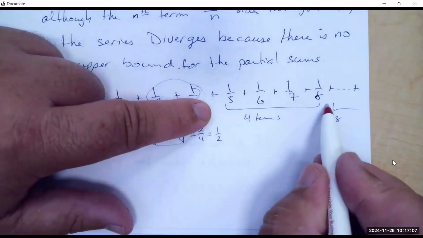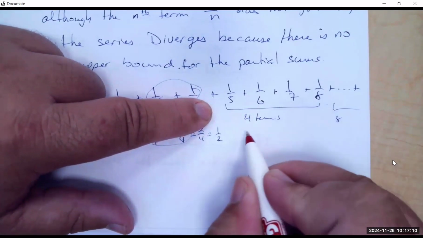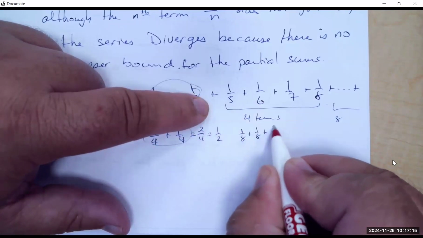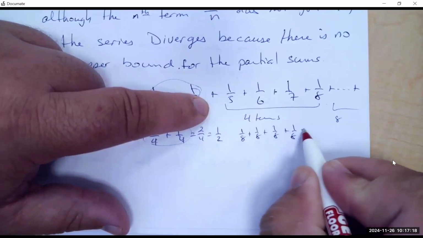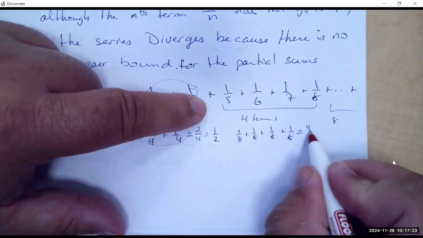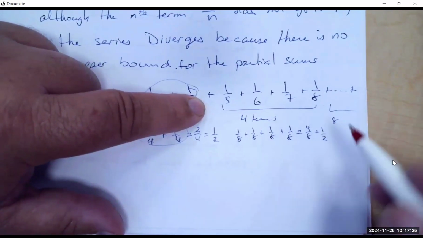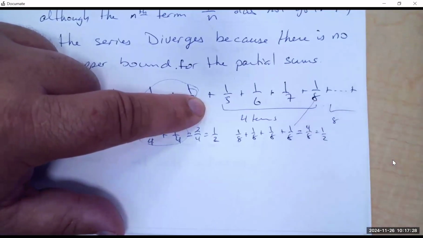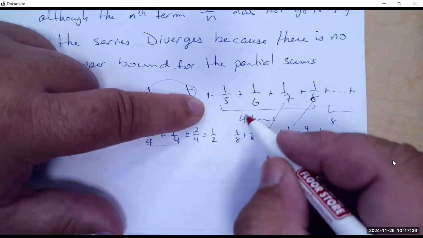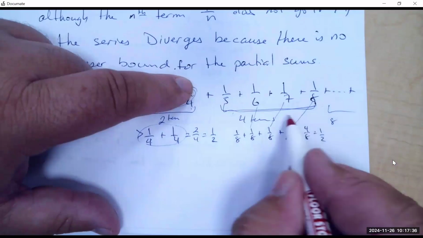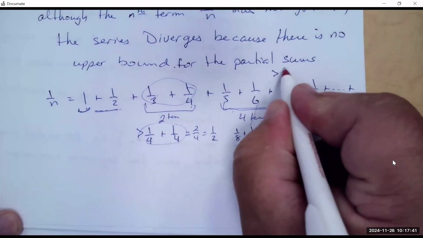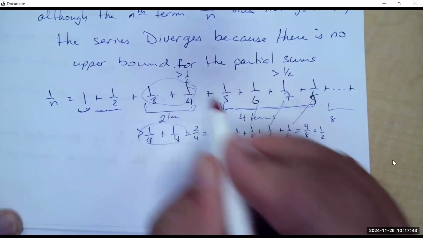How about this next sequence? What if we had 1/8 plus 1/8 plus 1/8 plus 1/8? What would that equal? 4 over 8, which is 1/2. Now compare them. 1/8 to 1/8, that's equal. Is 1/7 bigger than or less than 1/8? It's bigger. This one's bigger. So this sequence is bigger than this sequence. So this sequence is greater than 1/2.